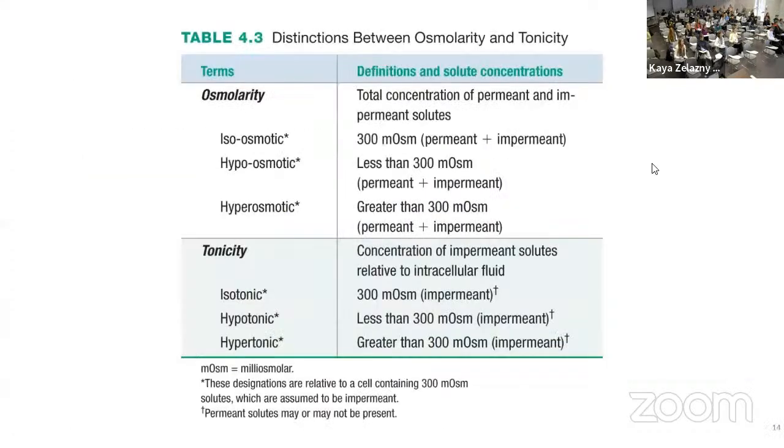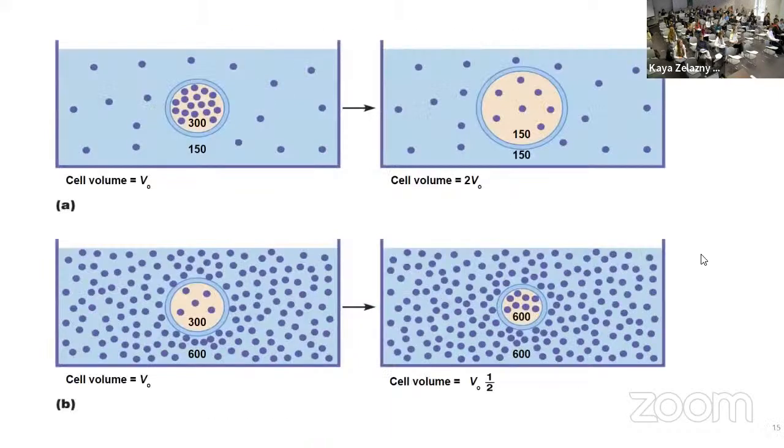Those are just some definitions. I don't expect you to memorize these concentrations right now, but you can see here that osmolarity is permeant and impermeant things. Tonicity has to do with the impermeant things. A fun little trick is that the cell volume, we saw that when water moves into or out of cells, we can kind of do that in terms of fractions or doubling in size just by looking at the osmolarity.